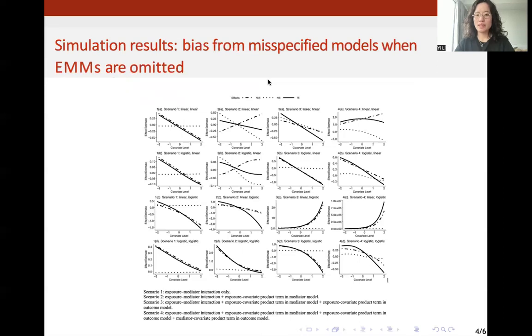To visualize EMM's influence on NDE and NIE, we used a simulated numerical example. When we omitted EMM terms, natural effects estimates can be very biased in the magnitude and sometimes result in a wrong direction.